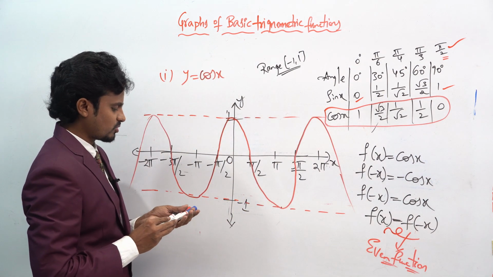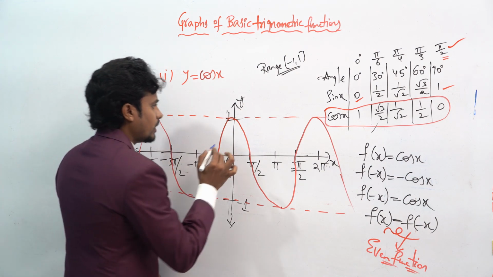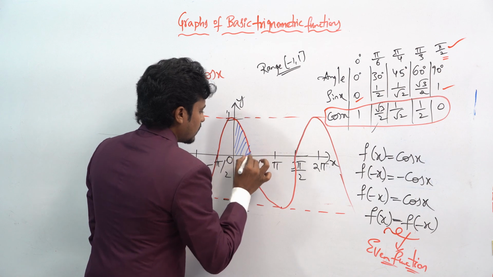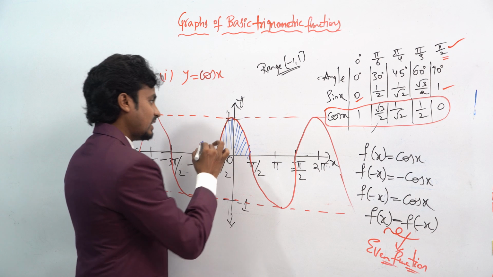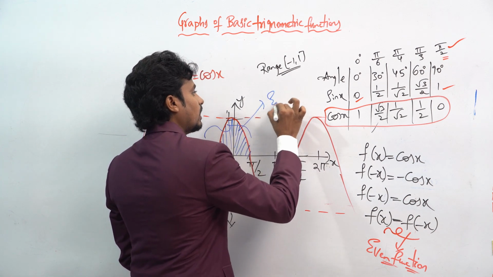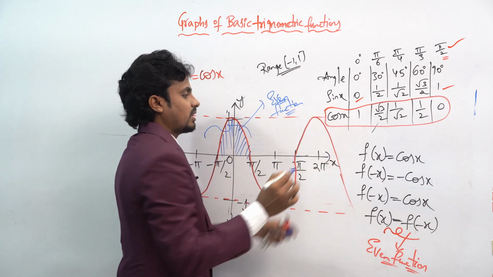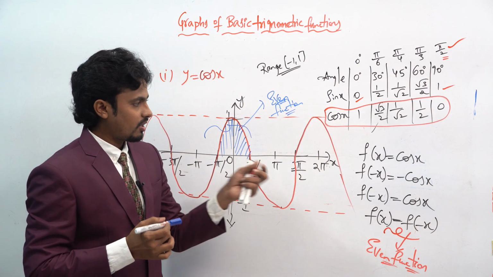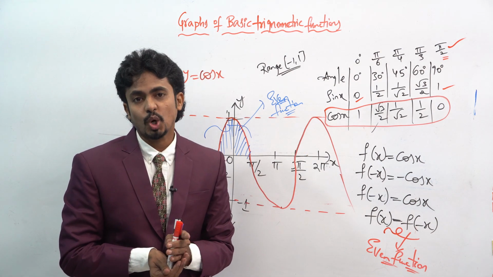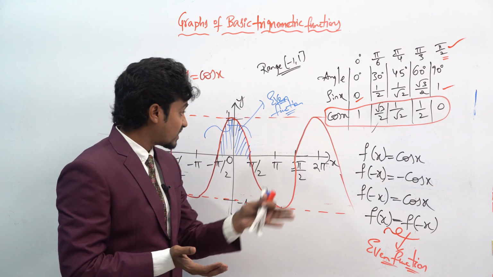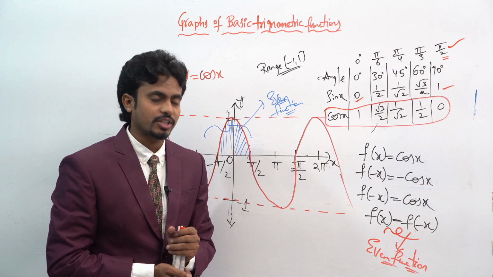Okay, hence from this plot also you can observe one thing. Here observe this area and this area are the same, right? So by seeing the plot also we can say this will be the even function. You don't need to derive f of x is equal to cos x, put in place of x minus x, and then check whether it is the even function or the odd function. You can just see the plot and tell whether the plot is an even function or an odd function.